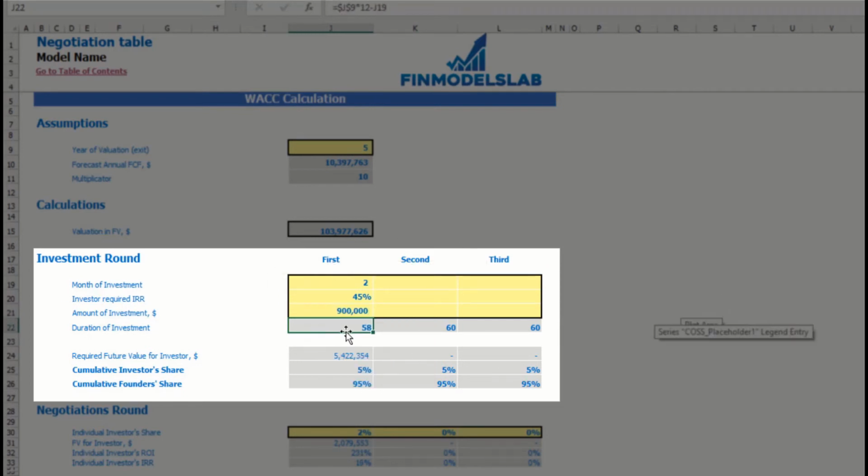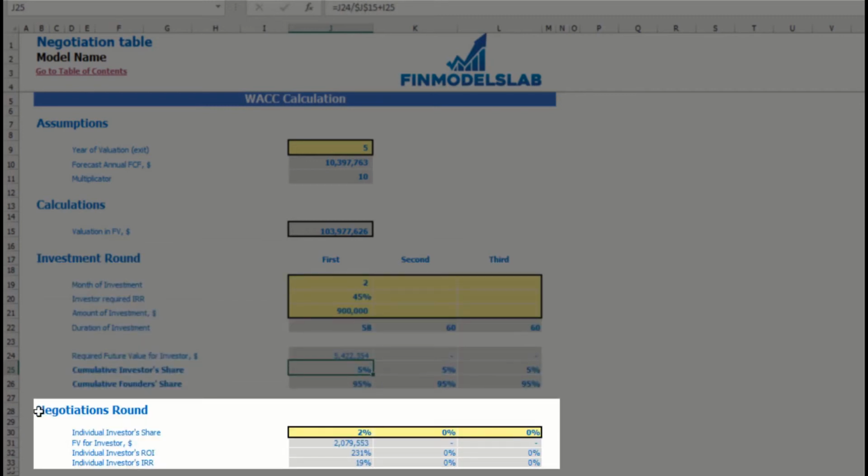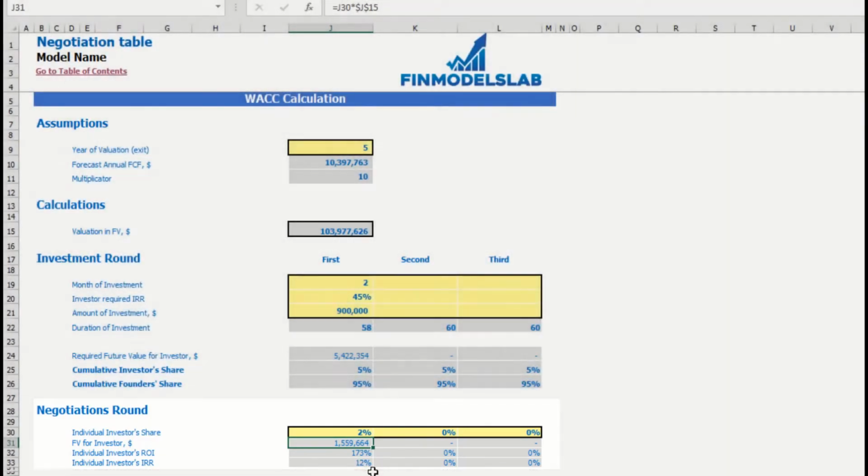$900,000, duration of investment, which is 5 years minus 2 months, which is 58 months. Here is a calculation of required future value for the investor and the shares, cumulative investor share and cumulative founder share, based on these assumptions. In terms of the negotiation round, you can input individual investor share as an assumption, for example 1.5, and you may see the calculation of future value for the investor, individual investor ROI and individual investor IRR.